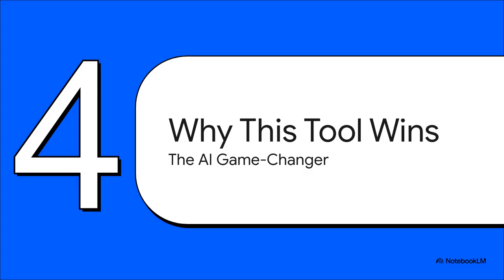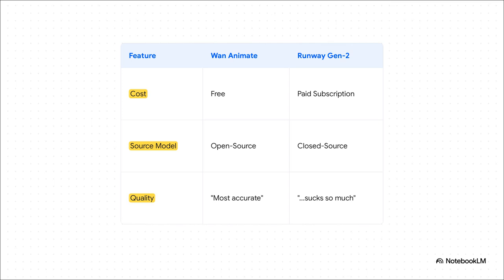Okay, so all of this is cool, but let's get to the real question here. In a world with a ton of AI video tools popping up, why is this one such a big deal? What makes One Animate a true game changer? I mean, just look at this. When you put it side by side with a big paid name like Runway Gen 2, the difference is just wow. One Animate is free and open. Runway is a paid subscription. But the part that's really shocking, according to the source, is the quality. They call One Animate by far the most accurate and consistent.